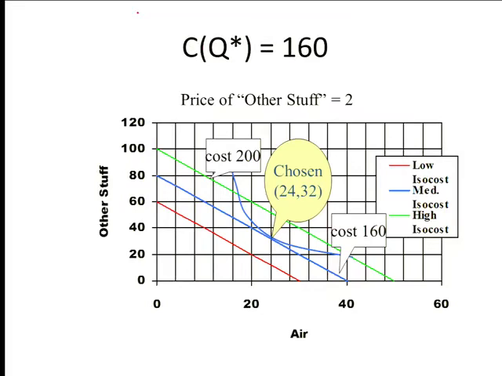Wait, 24 and 32. And hopefully, if you were to take the price of other stuff at 2 and the price of air at 4 and multiply these out and add them up, you would come back to 160. Is that going to happen? 4 times that is 96, right? And 2 times that is 64. When you add those two numbers together, you do indeed get 160. So this bundle really does cost 160 like it's supposed to.